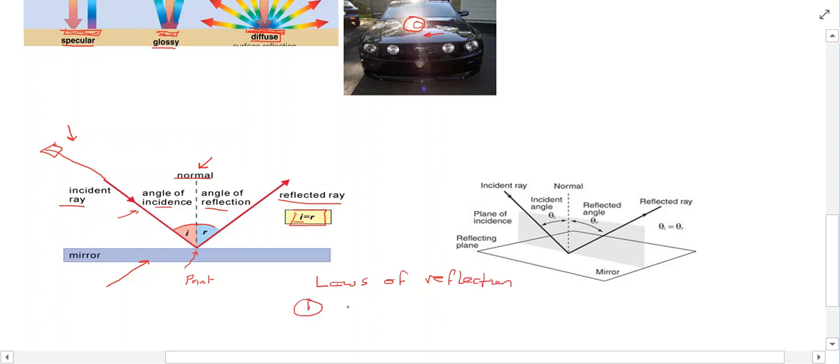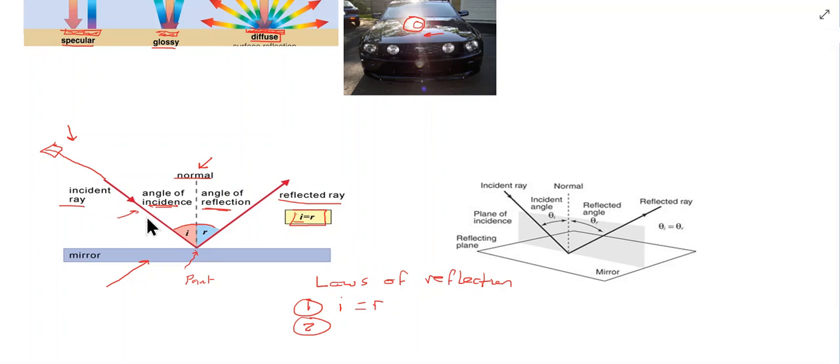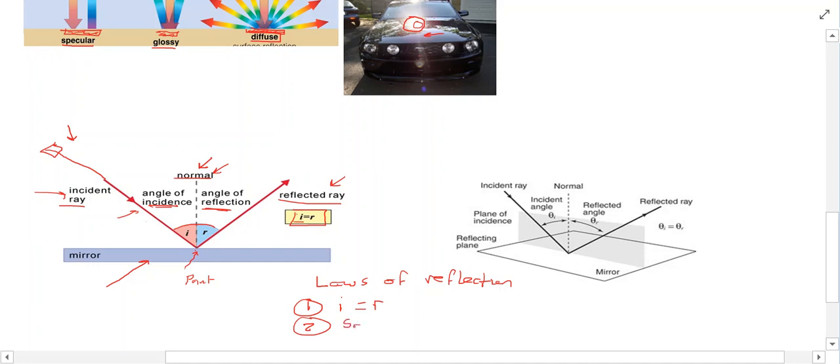So one is that i is equal to r, where i represents the angle of incidence and r represents the angle of reflection. And two is that the incident ray, this normal and this reflected ray all exist in the same plane. What I mean by that is, imagine a section in space, a two-dimensional surface. The incident ray, the reflected ray and the normal all exist on the same plane.